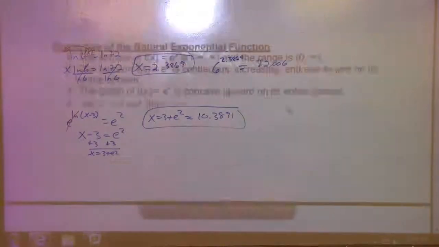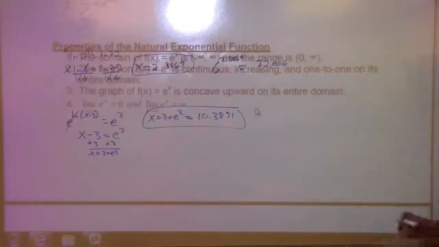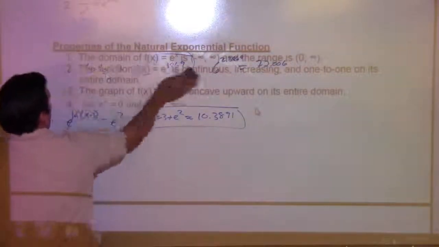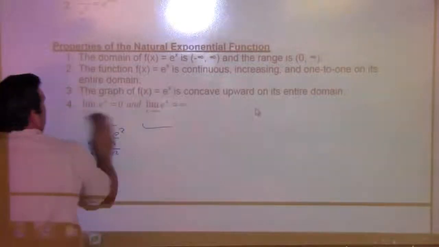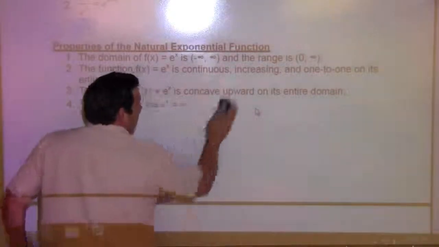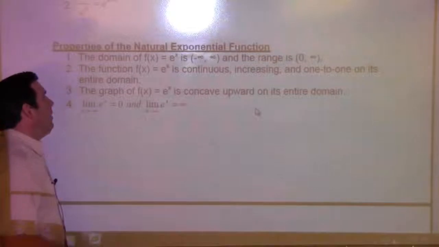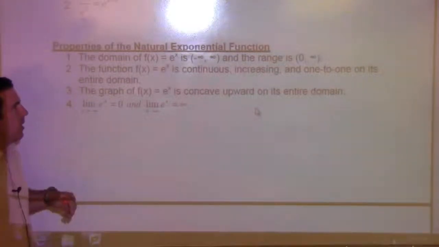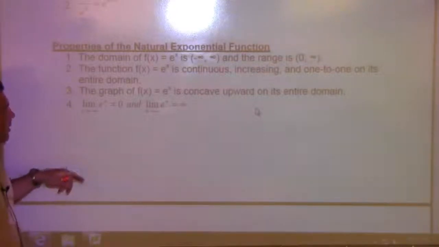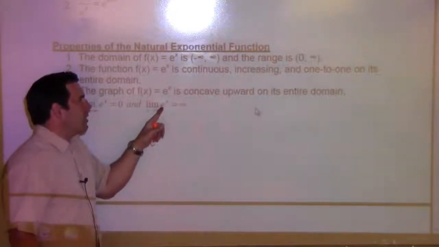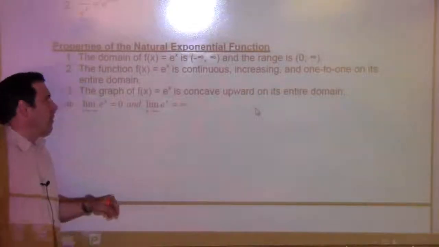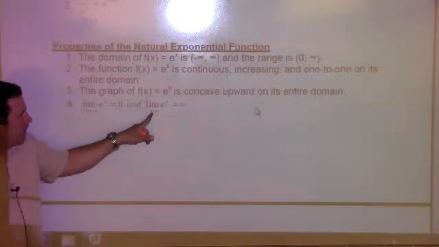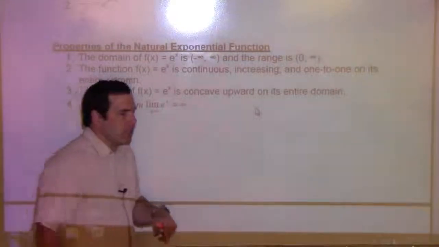Properties of the natural exponential function. Now the domain, you can plug anything in from negative infinity to infinity, but it's only going to produce positives from 0 to infinity. The function f of x equals e to the x is continuous and increasing and 1 to 1 on its entire domain. And the graph of f of x equals e to the x is concave upward on its entire domain. The limit as x goes to negative infinity of e to the x is 0, and the limit as x goes to infinity of e to the x is infinity.